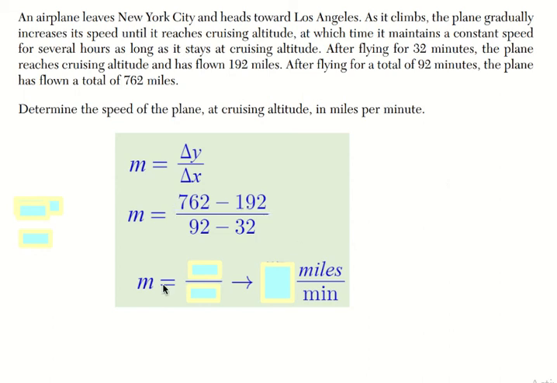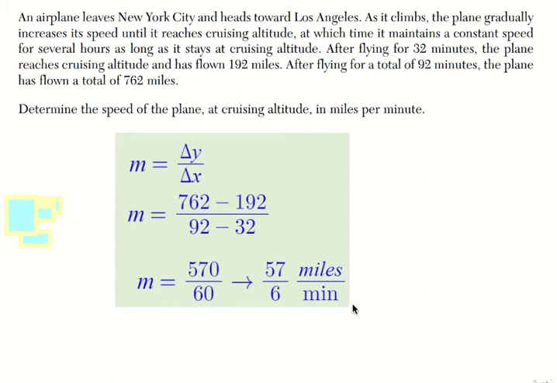762 minus 192 is 570. 92 minus 32 is 60. And if they both end in 0, we can simplify that as 57 over 6 miles per minute. So that's the first half of this question.